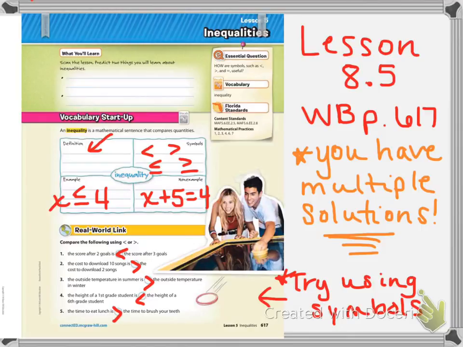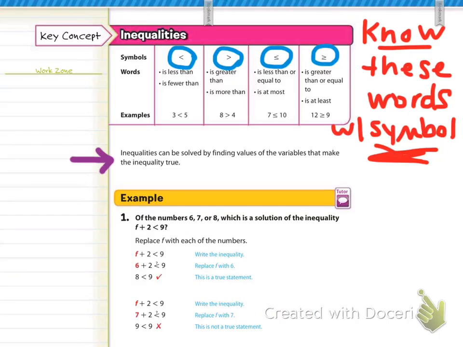Check your answers for the real world link on page 617, 1 through 5. When you are done checking your answers, move to the next slide. If you need more time, pause the video.